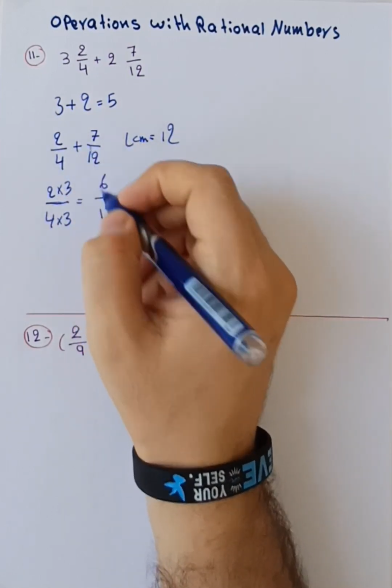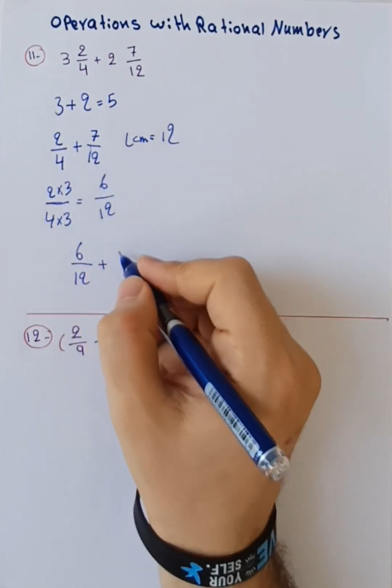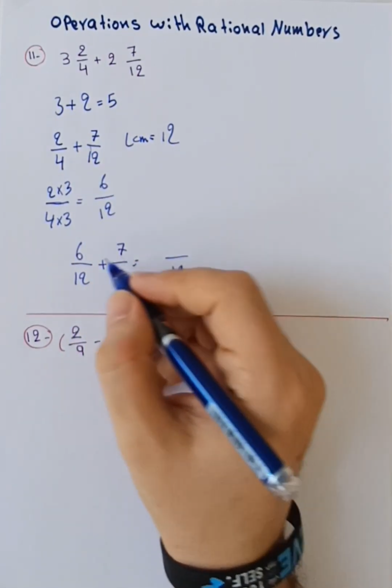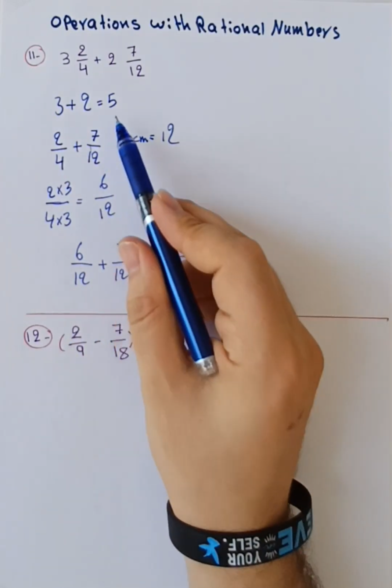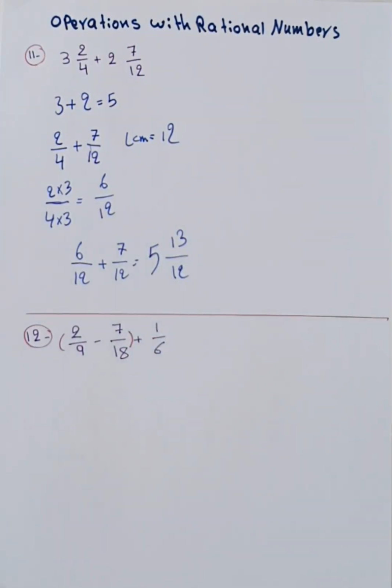Now we have to add these two fractions: 6 out of 12 plus 7 out of 12. You have to write the denominator. 6 plus 7 is 13 and the whole number is 5. So equal to 5 and 13 out of 12. Last example, example number 12.